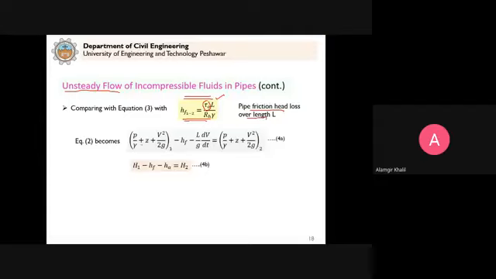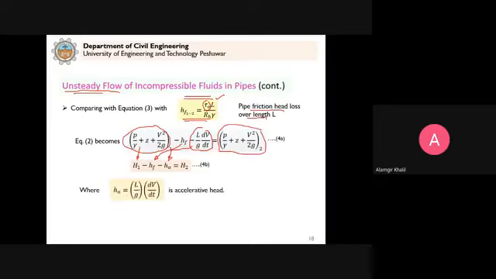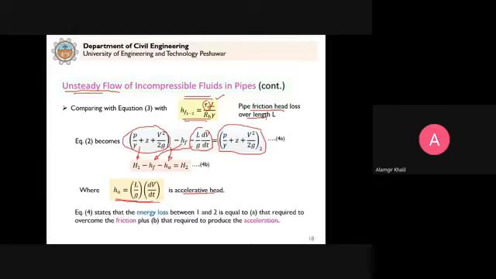So now we can write down that this is your H, the total head, minus the loss due to the friction, and minus this term, which is the accelerative term, because we have unsteady flow. This is equal to the total energy at the second point. So now this equation, this is the acceleration head. If we denote this by H as the accelerative head, now this equation states that the energy loss between 1 and 2 is equal to that required to overcome the friction, this one, and that required to produce the acceleration in the fluid flow.